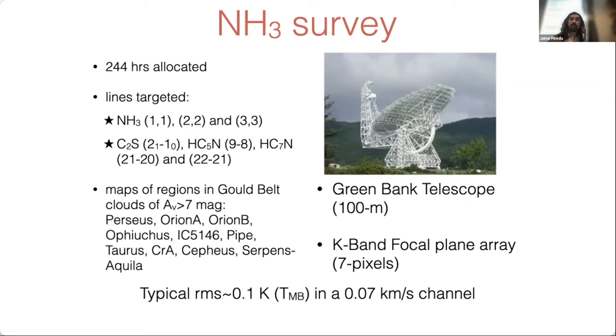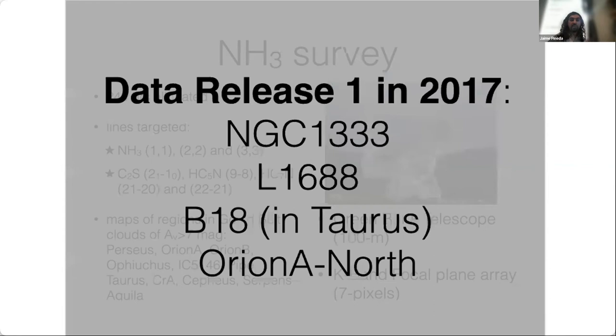We basically focused on the main regions of the Gould Belt and targeted everything with an extinction of at least 7 magnitudes. That would allow us to map these regions very quickly with the KFPA, and we proposed for a 0.1 Kelvin T-main beam in a 0.07 kilometer per second channel. That's the typical noise that we were targeting. We released the first four regions in 2017, and we're working on the release of the final data set at the end of this year, early next year.